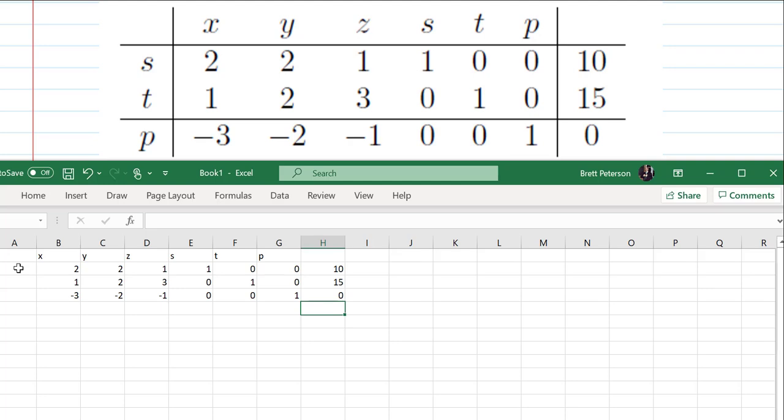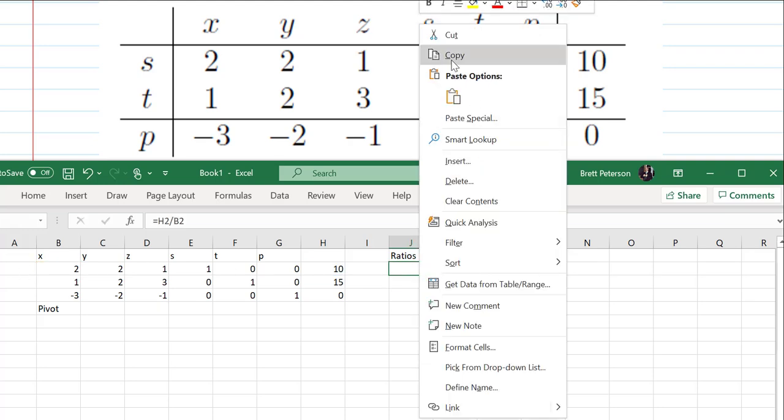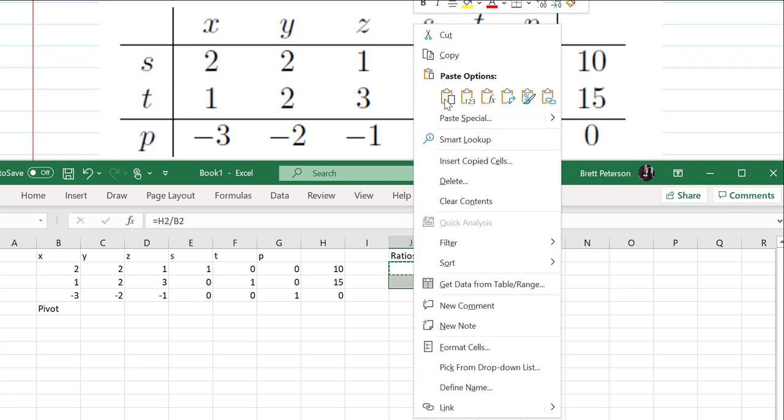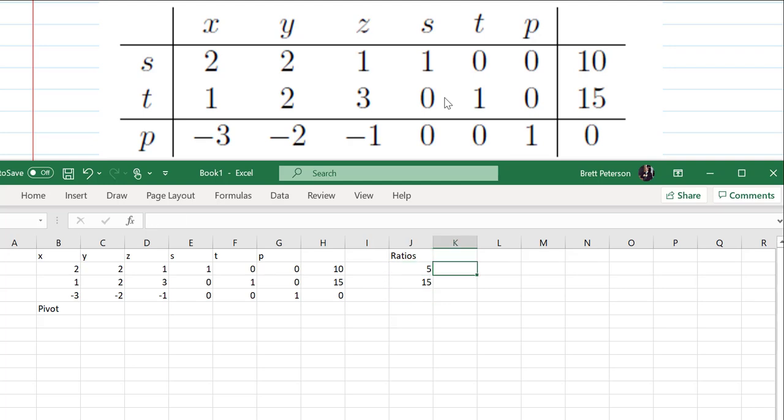All right, so now we need to find our pivot column. So we look in our P row, and we find the most negative, so the largest negative value, which is negative 3. So this is going to be our pivot column, the x. And then we calculate our ratios. So we're going to take our x value and divide it into the constants that we have over here. So that's going to be equal to, we're going to go h2 divided by b2. And we hit enter, and then we can just copy this down to the next one. You can type it again as well. And we get our test ratios of 5 and 15, and then we pick the smallest of the two. So this is going to be our pivot row.